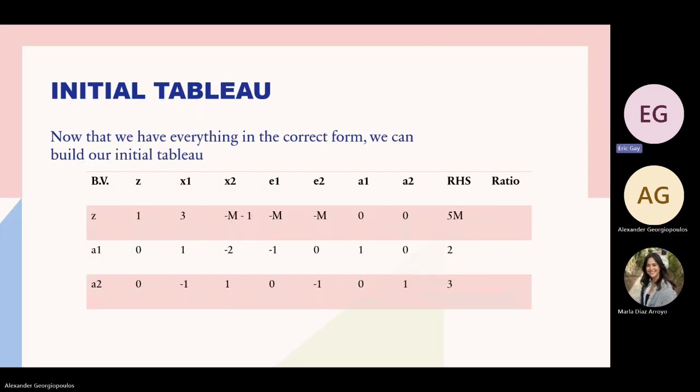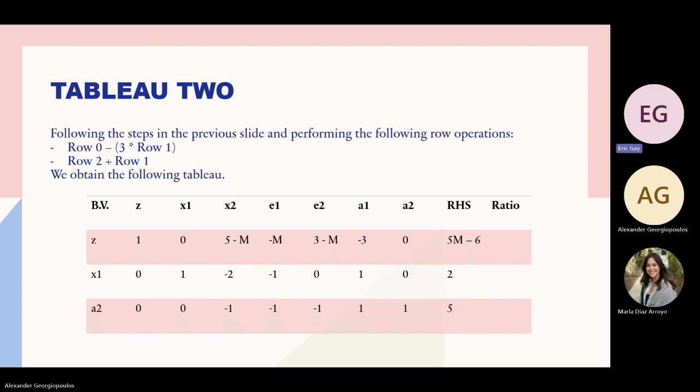Putting this into our initial tableau, we get the following, where we have our basic variables of z, a1, a2, following our z, x1, x2, e1, e2, a1, and a2 values for each objective function and constraint, and our right-hand side as well. Then we can perform the simplex method, where we find the most positive value in our objective function, which here would be x1. Then we perform our ratio test, taking the right-hand side of our constraints divided by the column of x1, and we get that row 1 is going to be the leaving variable. So x1 will enter and a1 leaves.